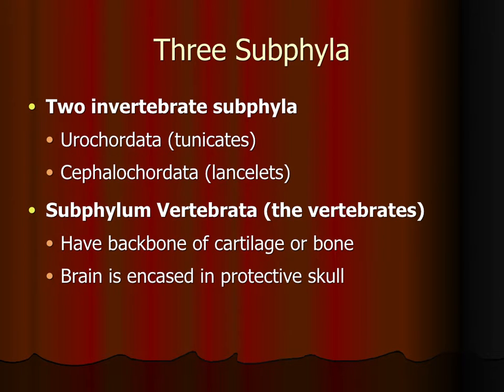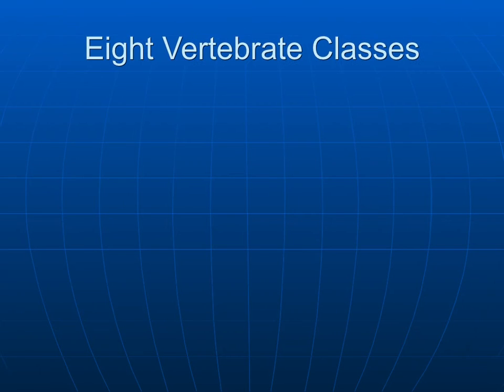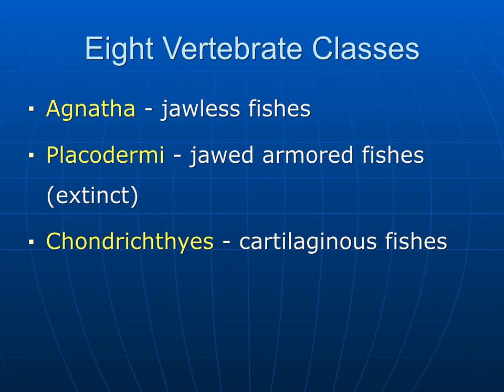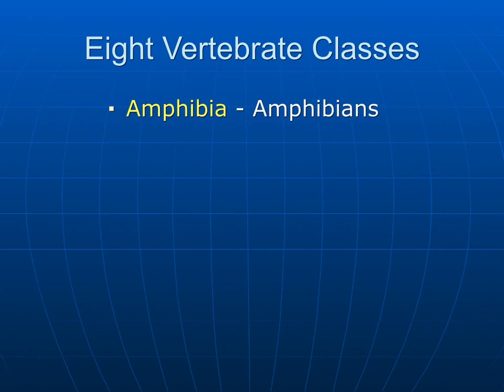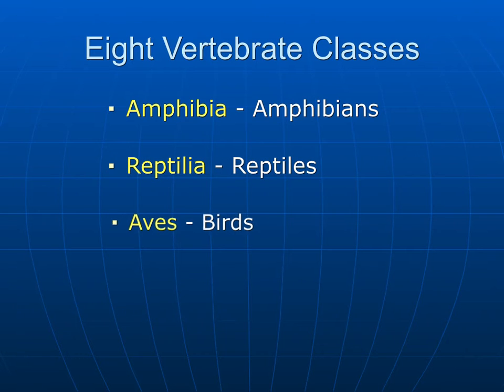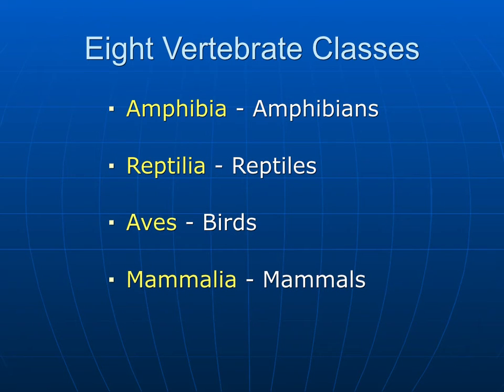The vertebrates. So they have a backbone of cartilage or bone. The brain is enclosed in a protective skull. So now we're going to move on to the vertebrates. So we have a few classes that start off as fish. So we have the Agnatha. We have the jawed armored fishes, which are extinct. We have the chondrichthyes, and we have the osteichthyes. Okay, so let's talk about these fish, and then let's list what we have. Then we have the amphibians, reptiles, birds, and mammals.